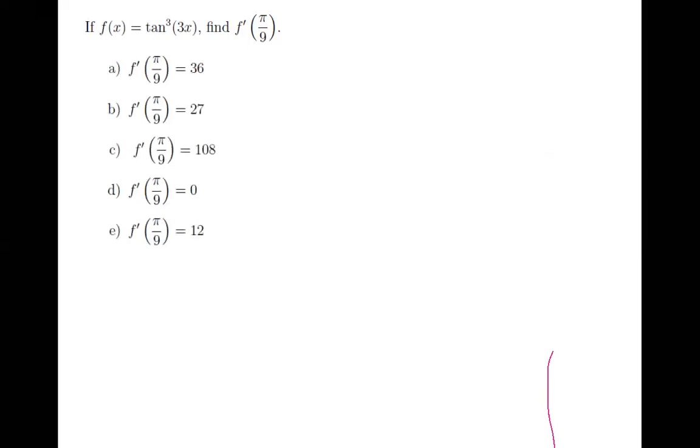If the function f of x is defined as tangent cubed of 3x, find f prime at pi over 9. That means first of all, we have to find the derivative, f prime of x. The function f of x is tangent 3x to the power of 3, because we know that I can rewrite powers of trigonometric functions like that. We have an inner function and an outer function. The outer function is a power function, and the inner is trigonometric. However, this trigonometric function has an even more inner function, 3x.